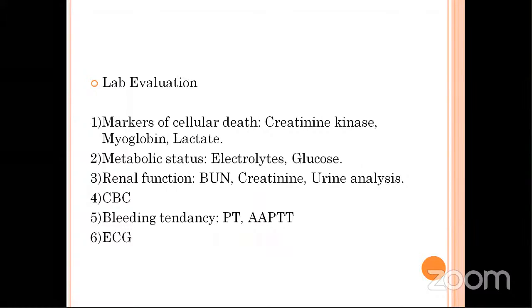So for lab evaluation, the markers we send are markers of cellular death: creatine kinase, myoglobin and lactate. To see the metabolic status, electrolytes and glucose are sent. Renal function can be assessed to note the reperfusion injury, as in blood urea nitrogen, creatinine, urine analysis. CBC should be sent to check for infections, and PT and APTT are done to look for bleeding tendencies. ECG should also be sent.